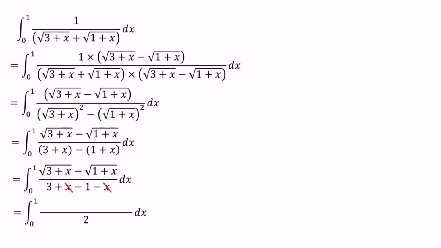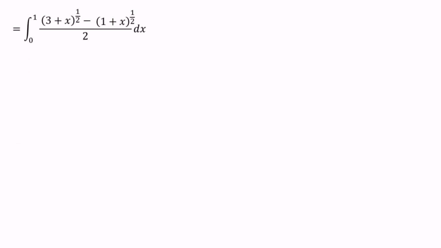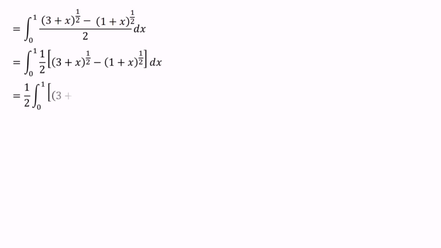In the numerator, instead of root 3 plus x we can write 3 plus x to the power of half. Similarly, instead of root 1 plus x, we can write 1 plus x to the power of half. The denominator value 2 is a constant. So, we can take 1 over 2 outside of the integral. Now, we can consider the integral sign separately.